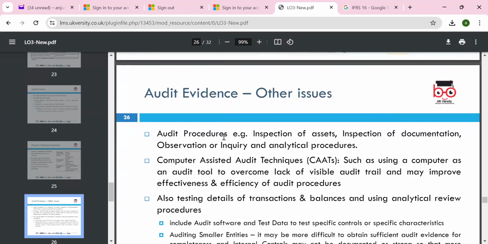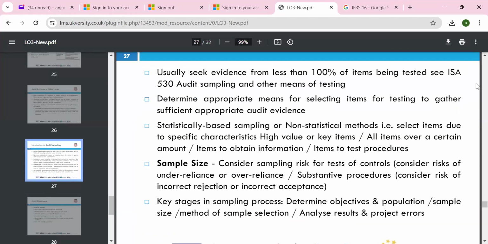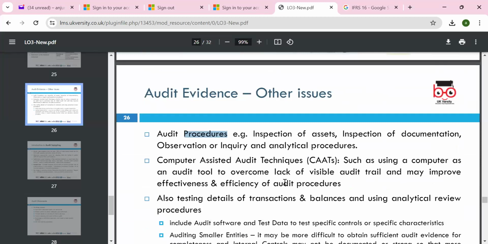Audit evidence, other issues, audit procedures: inspection of the asset, inspection of the documentation, observation, inquiries, and analytical procedures. Computer techniques, such as using computer audit tools, overcome the lack of visibility of the audit trail. And then we can match all the figures and improve the effectiveness and efficiency of audit procedures. We can look around the testing of the details of the transactions, the balances, and the use of analytical procedures. So these are quite crucial.